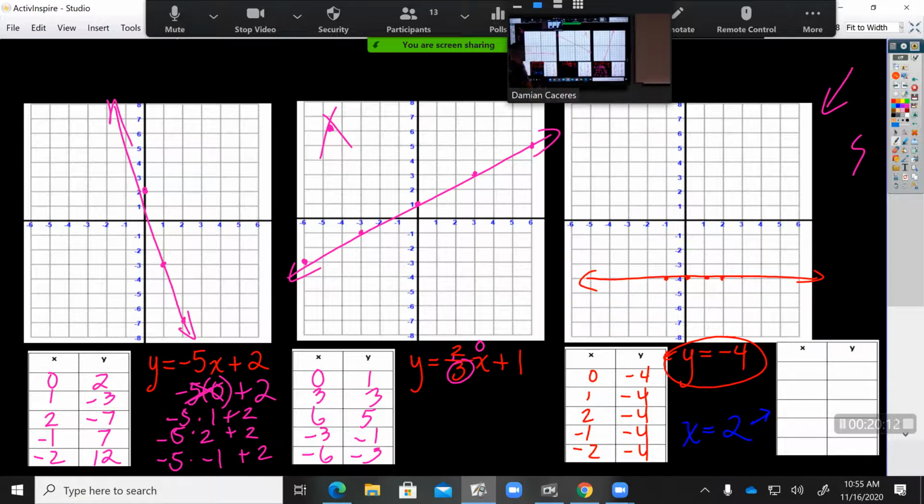Now on that same graph, I'm going to choose blue, and I'm going to do x equals a number. It doesn't matter. 0, 1, 2, 3, or 4. If I plot those points, it's just going to give me a bunch of points on this vertical line. Any questions on this one?